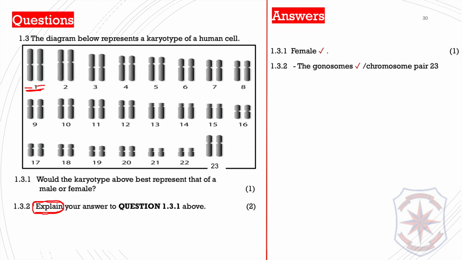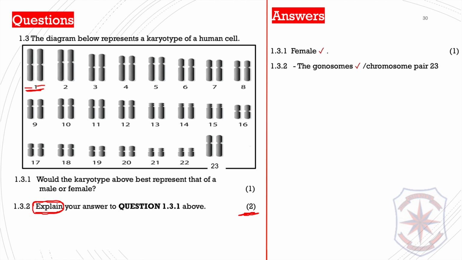Okay, so of course it is going to be 2 marks. Very much important for you to check the allocation of marks versus the action verb. So explain, you mention and you go further. You give a reason, okay?